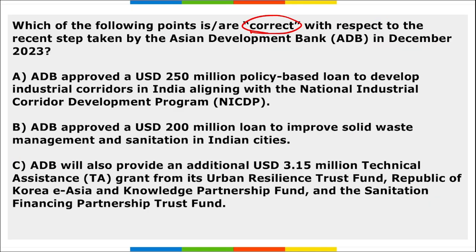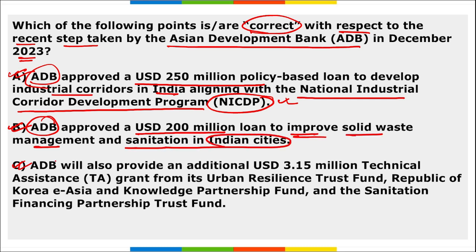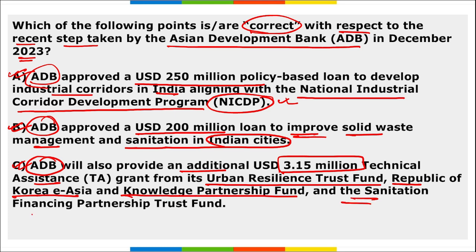Next, which of the following points are correct with respect to the recent steps taken by Asian Development Bank in December? Remember, all three options A, B, C are rightly mentioned here. A. Asian Development Bank approved a $250 million policy-based loan to develop an industrial corridor in India, aligning with the National Industrial Corridor Development Program. B. Asian Development Bank approved a $200 million loan to improve solid waste management and sanitation in Indian cities. C. Asian Development Bank will also provide an additional $3.15 million technical assistance grant from the Urban Resilience Trust Fund, Republic of Korea e-Asia and Knowledge Partnership Fund and the Sanitation Financing Partnership Trust Fund. So all these three options are rightly mentioned.